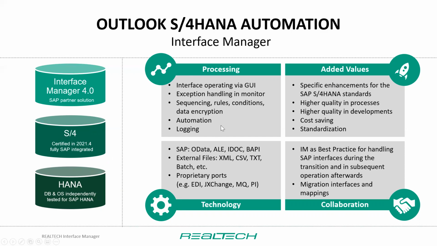Regarding the processing, as I mentioned already, these are the values. Processing adds value through specific enhancements of the S/4HANA standards, because as you probably know, from NetWeaver to S/4 a lot changed in the modules and in the database tables. So IAM is very flexible. It doesn't really care what is on the bottom. It's kind of independent of this.